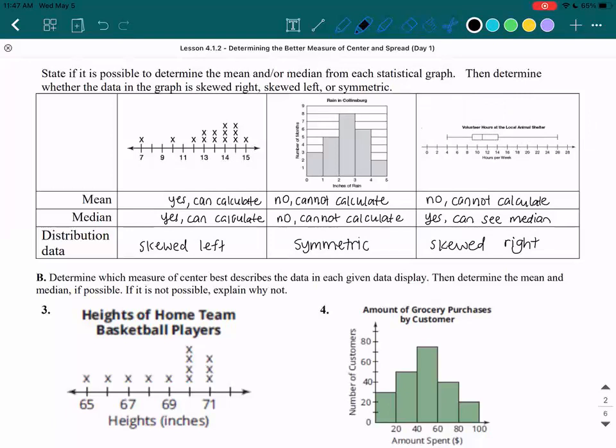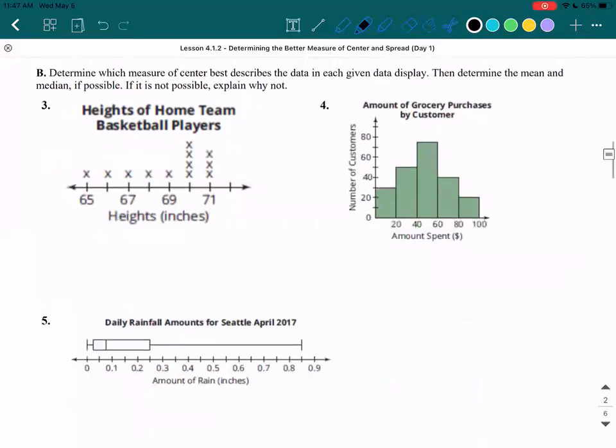Okay. Now let's move on to part B. We're going to determine which measure of center best describes the data in each given data display. Then determine the mean and median if possible. If it's not possible, explain why. All right, so for the first part, we're going to determine which measure of center is better. So remember, I'm going to write over here: better measure of center.